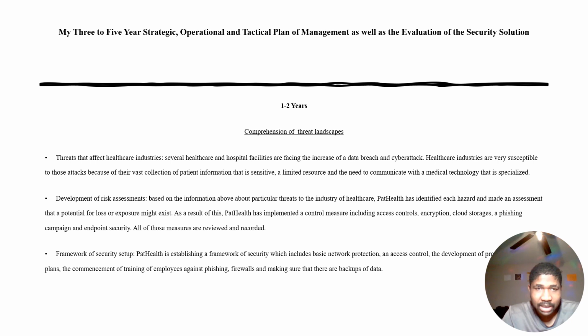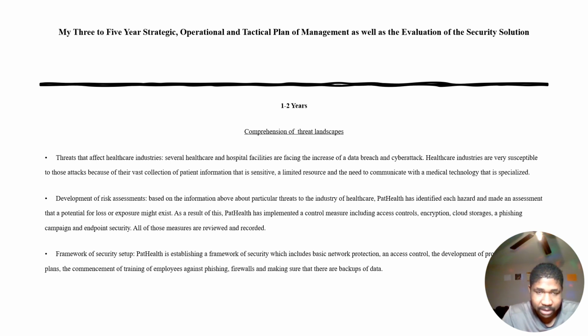And next in my presentation is my 3 to 5 year strategic, operational, and tactical plan of management, as well as the evaluation of the security solution. And the first part is the comparison of threat landscapes between 1 to 2 years. Threats that affect healthcare industries. Several healthcare and hospital facilities are facing an increase of data breaches and cyber attacks. Healthcare industries are very susceptible to those attacks because of their vast collection of sensitive patient information, limited resources, and the need to communicate with specialized medical technology.